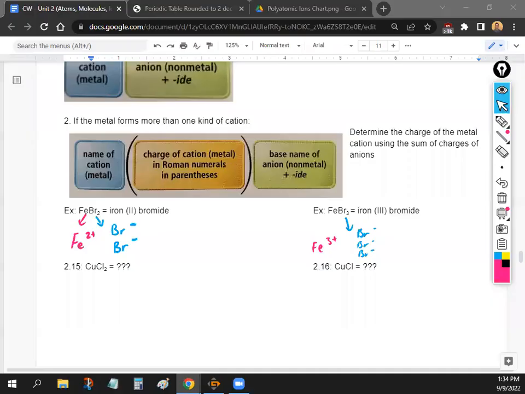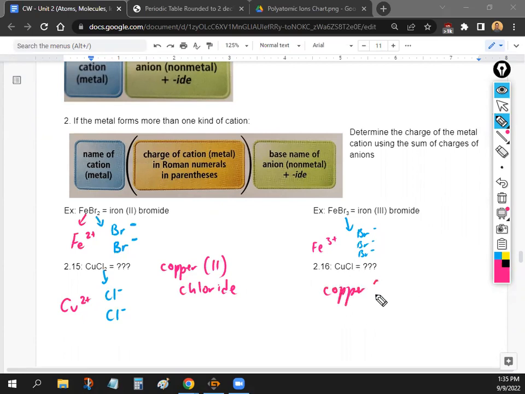Next naming rules. So CuCl2, you should have figured out that chlorine is -1, right? And so there's 2 of them, and so that means copper has to have a charge of what? 2. So 2 plus. So the name will be copper 2 chloride. And then for this one, same thing, chlorine is -1, but there's only 1 of them, so the name will be copper 1 chloride. Yeah, we have to write the one.